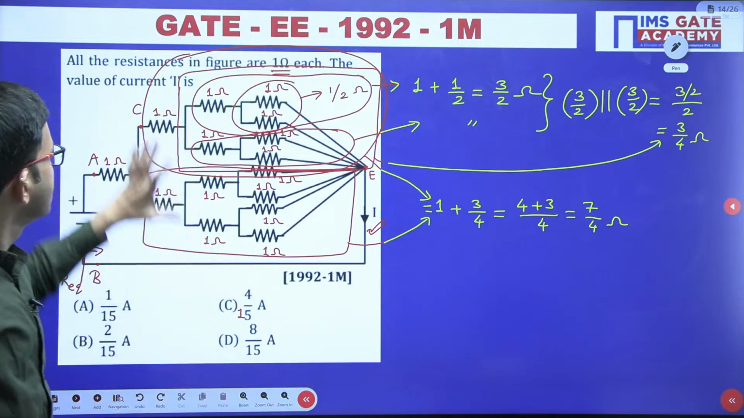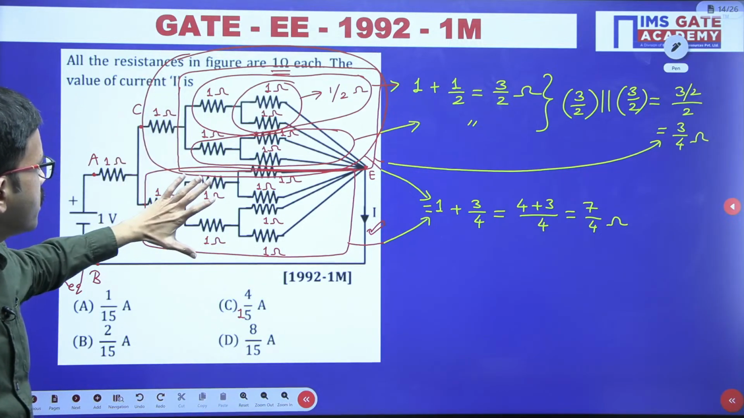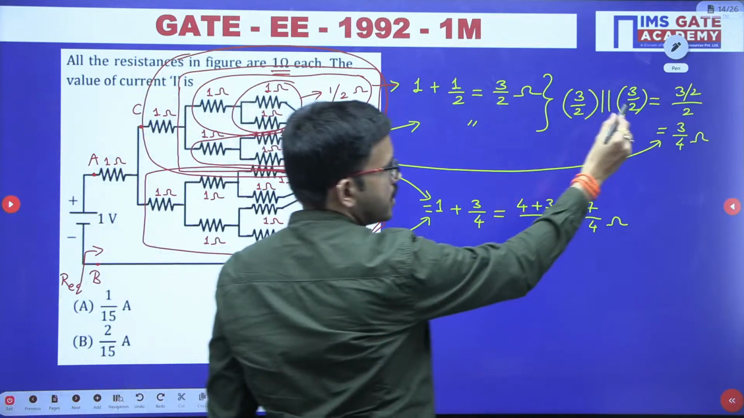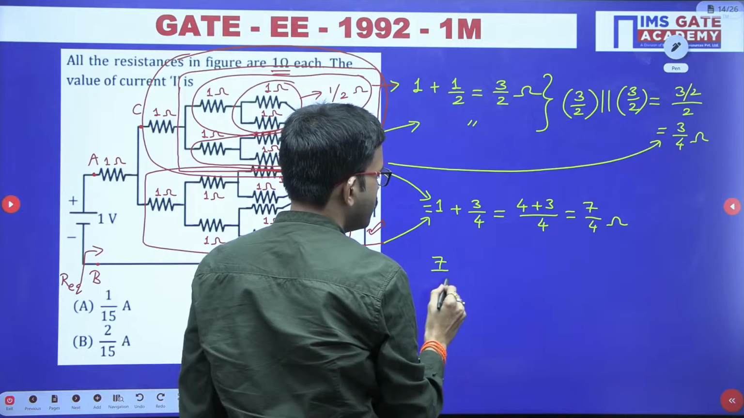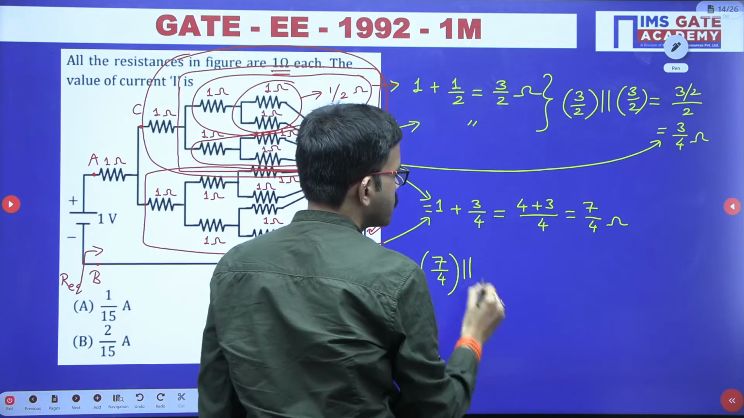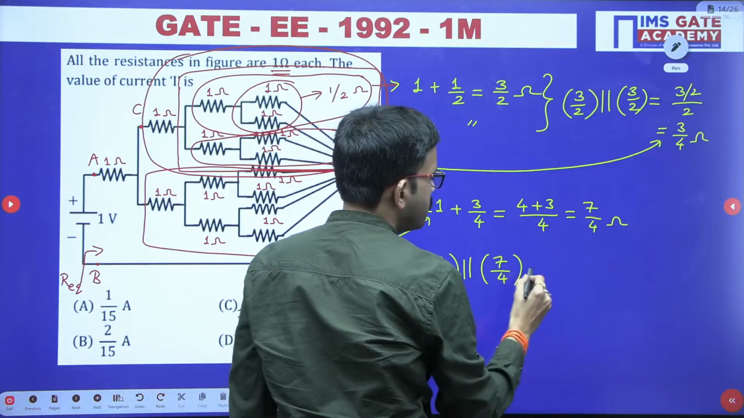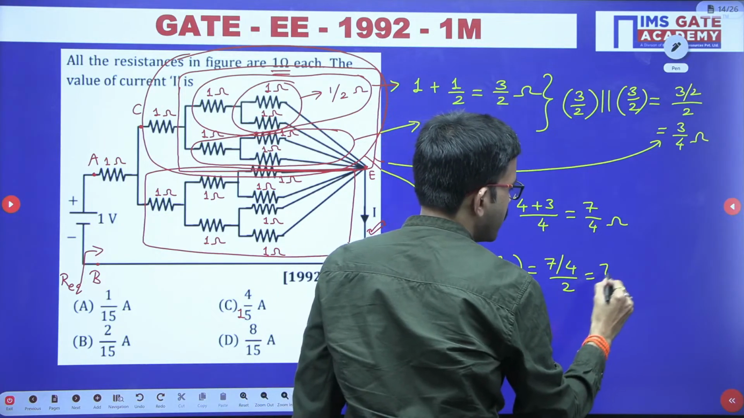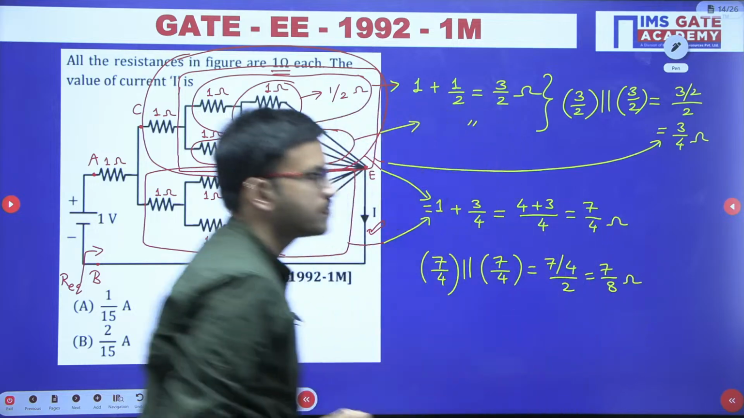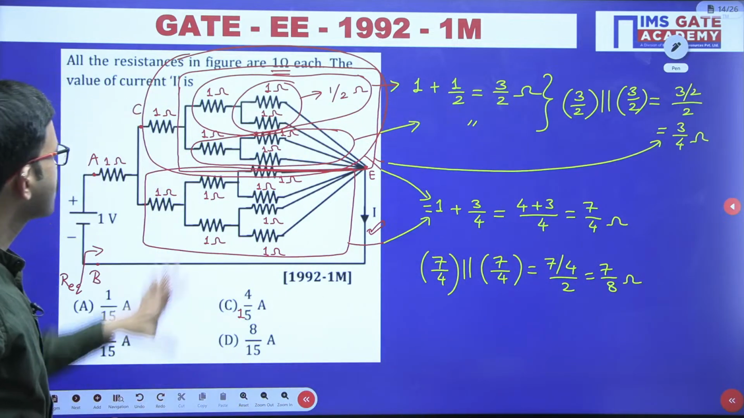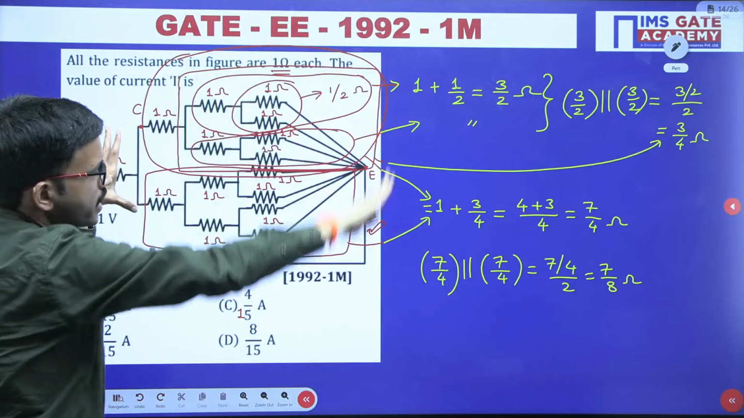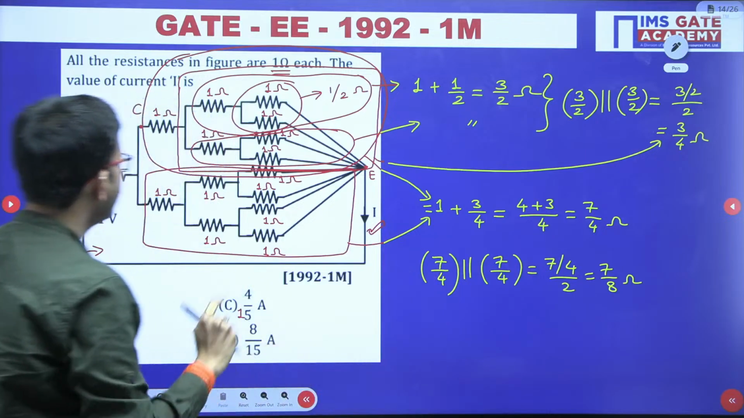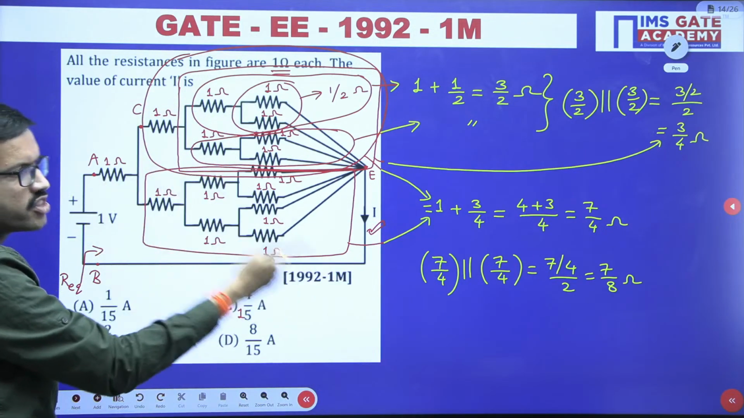So here you are getting 7 by 4, here also 7 by 4. Now both are connected in parallel. Just like here, you can write 7 by 4 in parallel to 7 by 4, that is nothing but 7 by 4 divided by 2, which is 7 by 8 ohm. Now up to here, this entire network, you got one single resistor. That single resistor value is 7 by 8, and that resistor and this resistor are both connected in series.